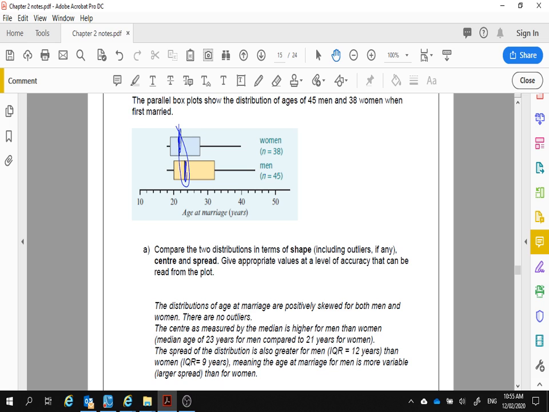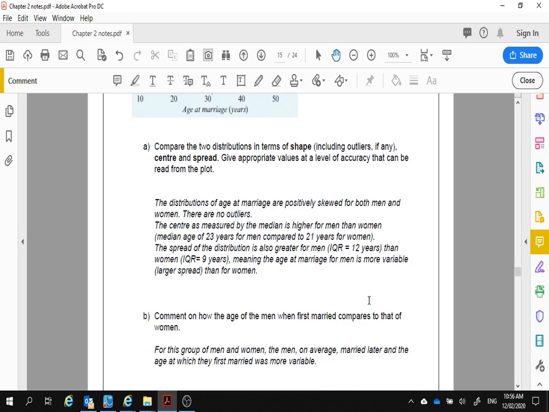Centre, as measured by the median, is higher for men than for the women, and it looks like 23 and 21. The spread of the distribution is also greater for the interquartile range for men. We've got 12 there compared to women, which is about 9. Okay, make sure you list all those.